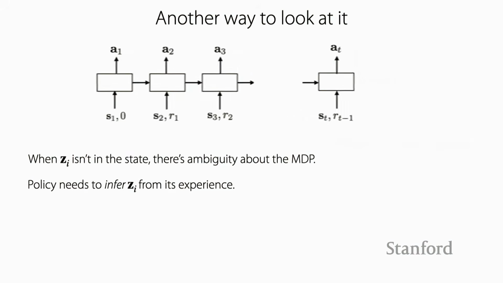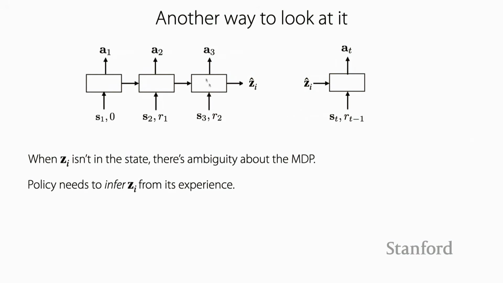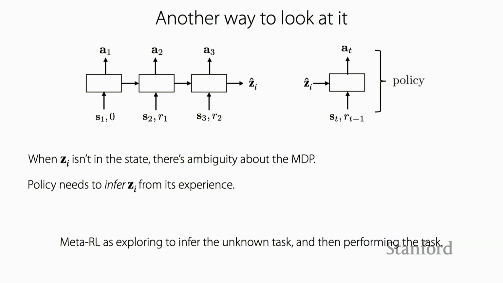And so another way of looking at meta-RL is something where you are using your experience to infer what the task is, and then conditioning your policy that's acting at the current time step on your current estimate of what the task is. So you can think about it essentially as meta-RL is trying to explore to infer this unknown task and then perform the task.